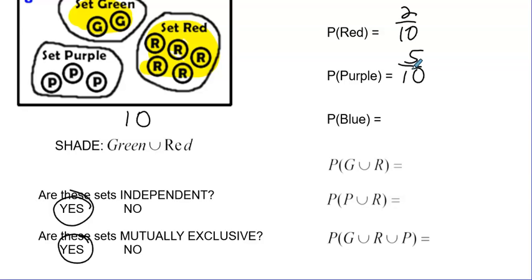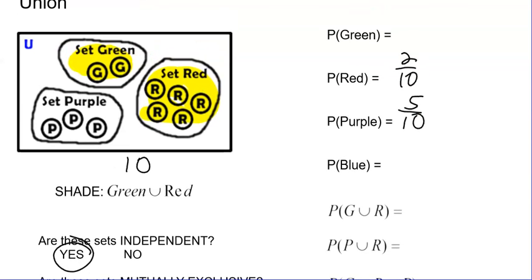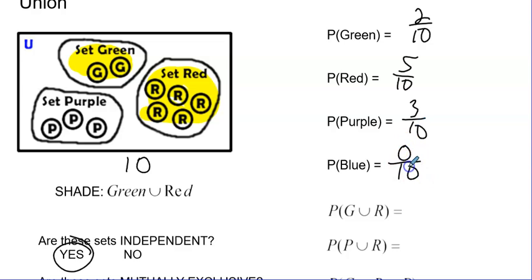Sorry about that. Let me try this again. There's 2 green. There are 5 red. There are 3 purple. Now, blue, there's no blue at all. So that's 0 out of 10.